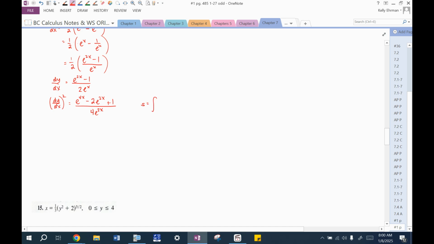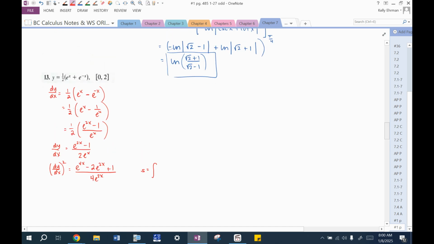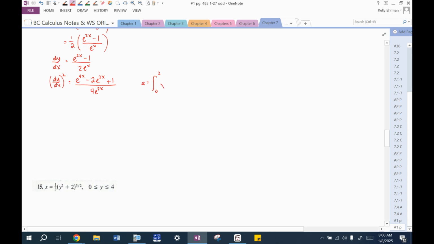So the arc length is the integral from 0 to 2 of the square root of 1 plus all of this. So this should look familiar. We did this in a previous problem. It just wasn't in terms of e. Steps are going to be the same.